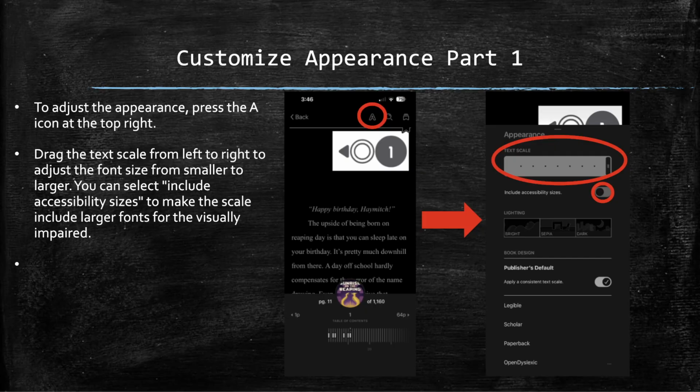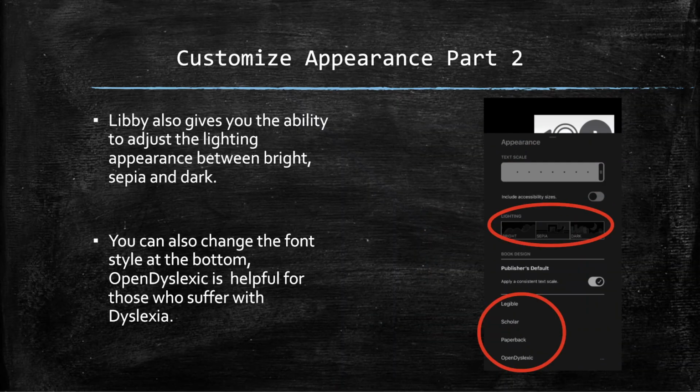Customize Appearance Part 1. To adjust the appearance, press the A icon in the top right. Drag the text scale from left to right to adjust the font size from smaller to larger. You can select Include Accessibility Sizes to make the scale include larger fonts for the visually impaired. Customize Appearance Part 2. Libby also gives you the ability to adjust the lighting appearance between bright, sepia, and dark. You can also change the font style at the bottom. Open Dyslexic is helpful for those who suffer with dyslexia.